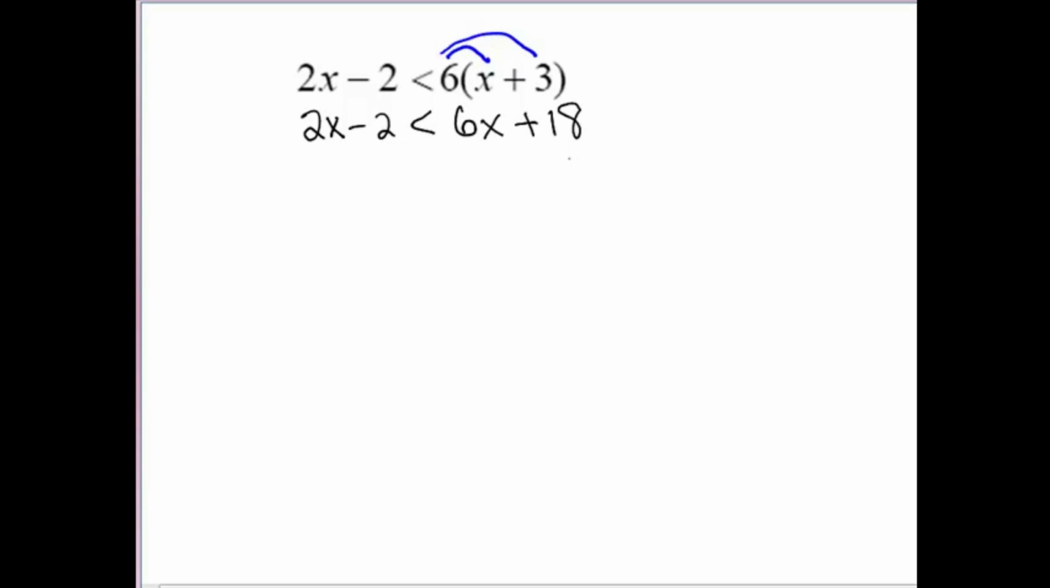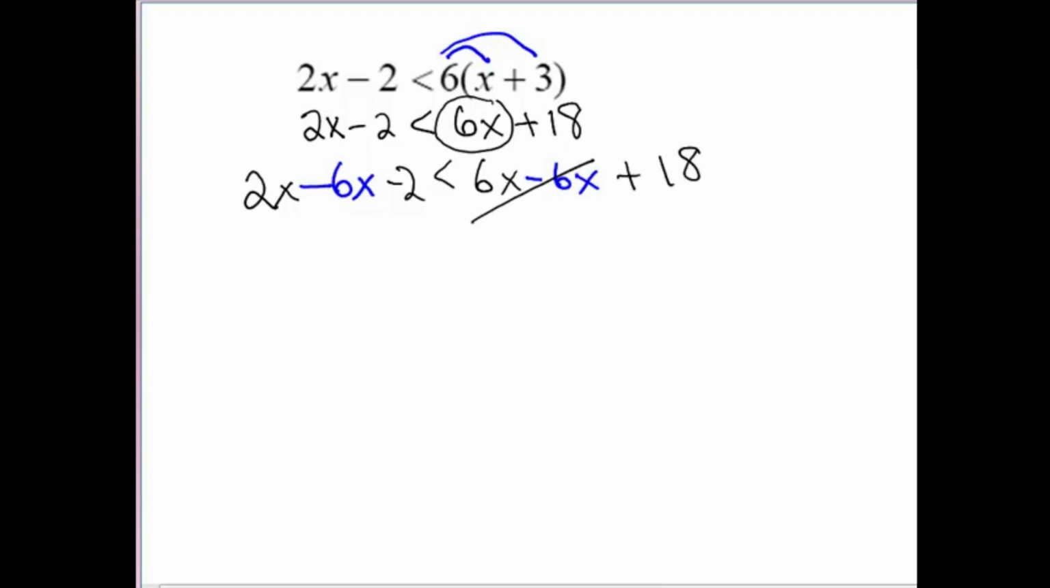We do have a variable on both sides. Since it's an inequality, let's keep the variable on the left. So we're going to get rid of the 6x. Positive 6x, so we need to take it away from both sides. Then we'll clean up. On the left-hand side, the like terms go together. Different signs, subtract, sign of the larger.